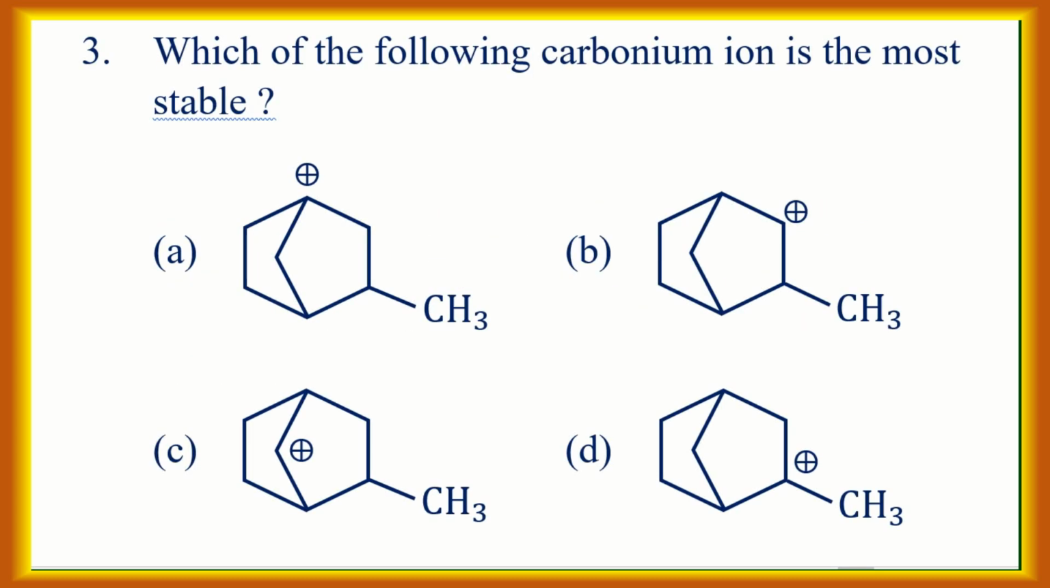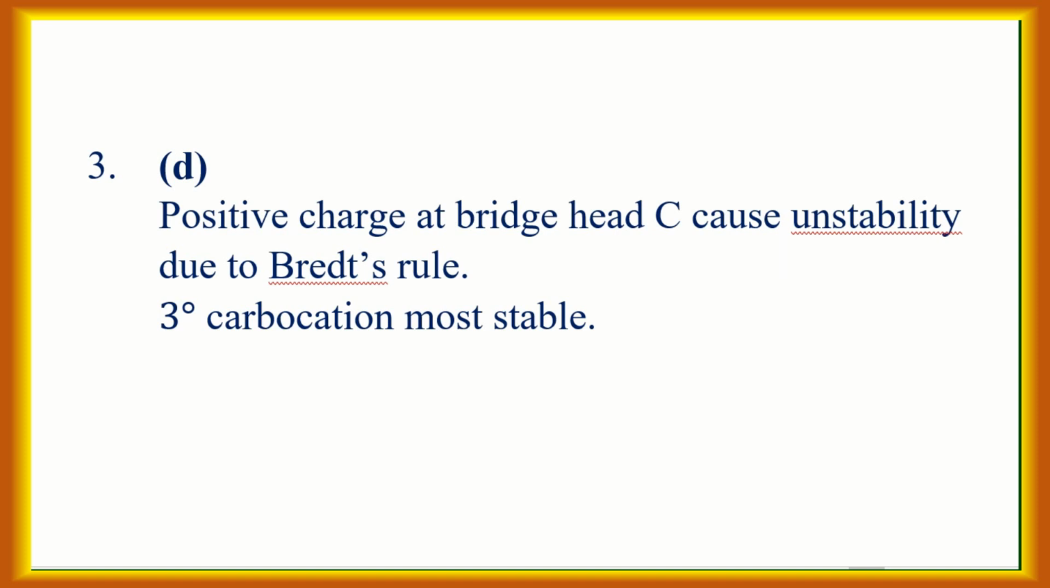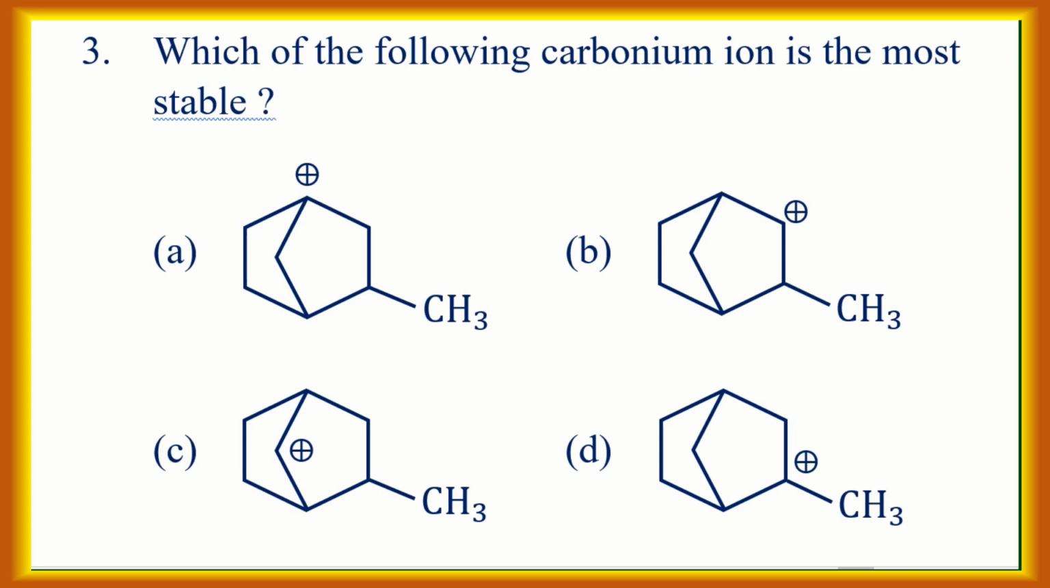Now question 3. Which of the following carbonium ions is the most stable? Here the answer is D. Positive charge at a bridgehead carbon causes instability due to Bredt's rule, and a 3 degree carbocation is more stable. Option A is 3 degree but the bridgehead carbon is attached, the second is a 2 degree carbocation, and the third is also a bridgehead carbocation. It is unstable. In option D no bridgehead is present, so it is a 3 degree carbocation and it is stable.